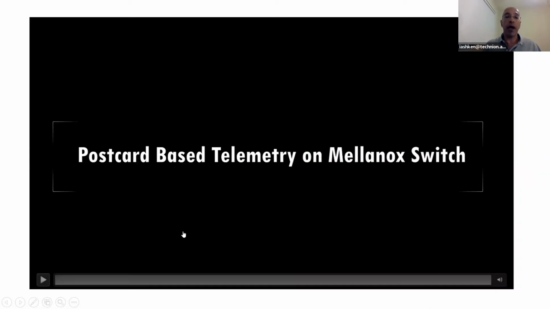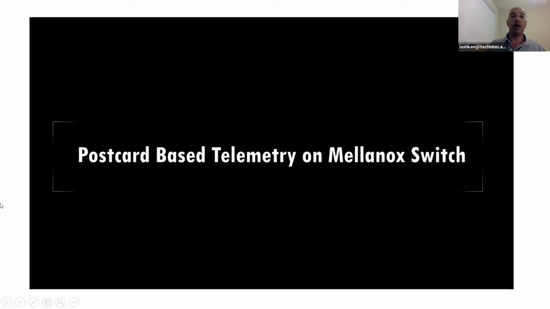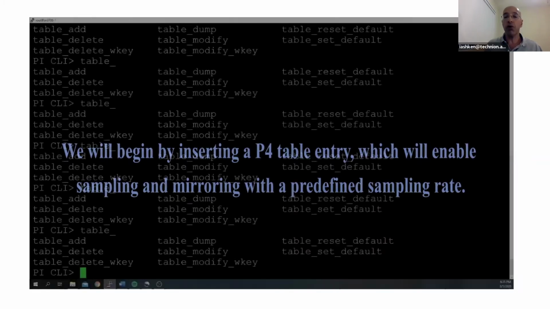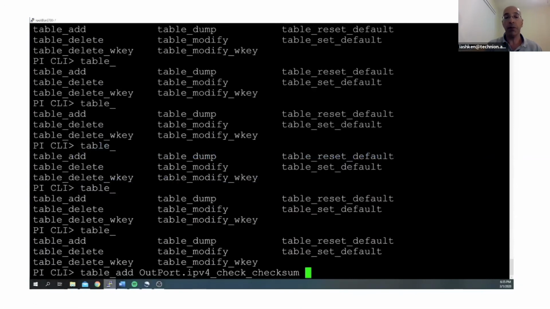Okay, so here we have a short video of the demos, what we did. I will start it. We will first show how we program the P4 table entry via the P4 runtime Docker. Here we program the sampling rate. In this case, the sampling rate is 1 to 32.